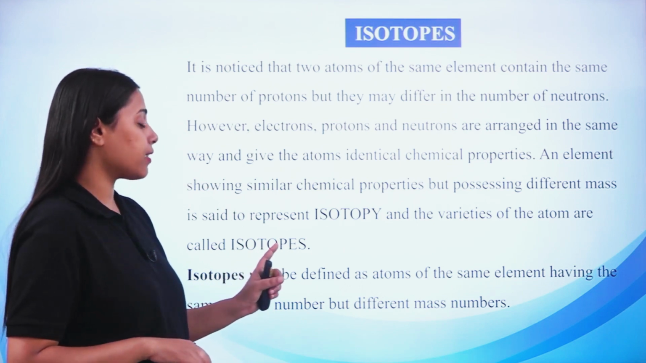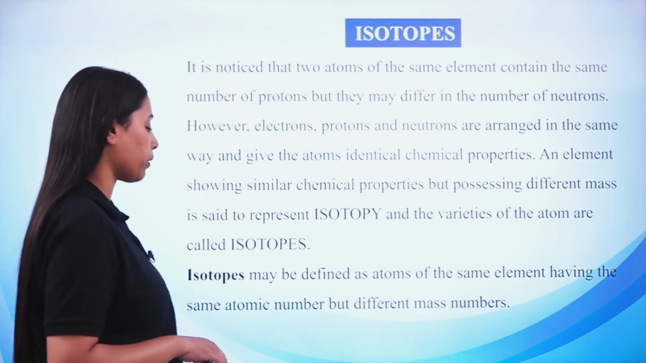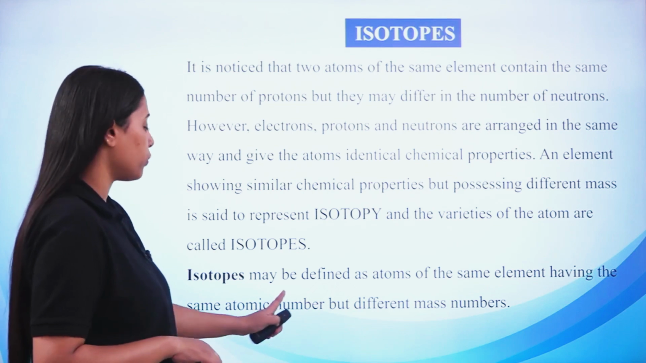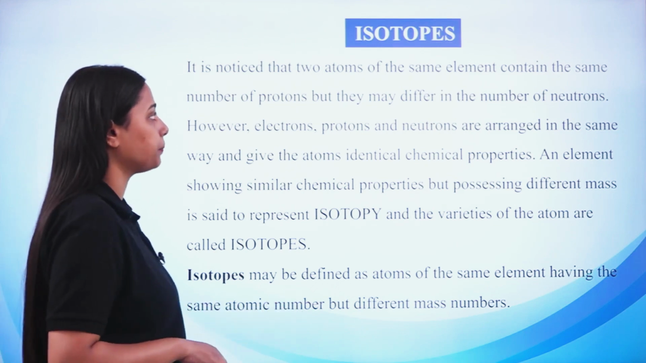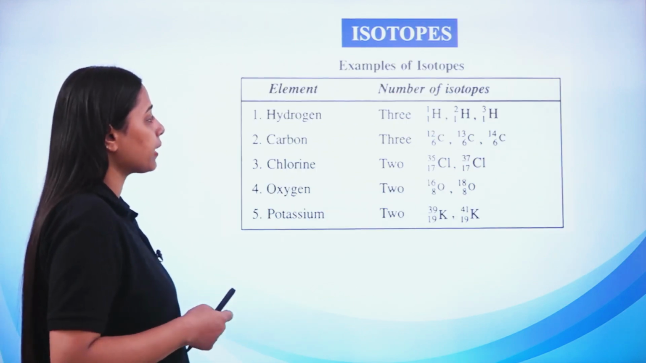Isotopes may be defined thus: atoms of the same element having the same atomic number but different mass numbers. You need to remember this definition very well. Examples are given to you.